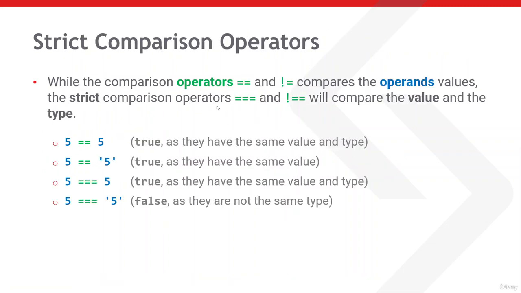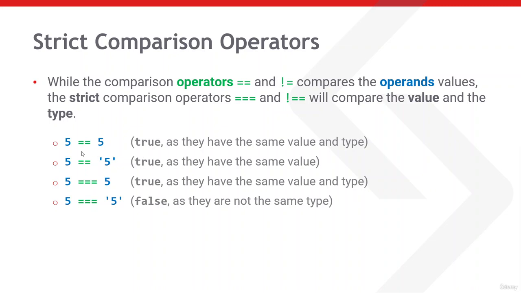Also, we have the strict comparison operators. That works very similar to the comparison, but instead of using double equal signs, I'm going to use triple equal sign. The main idea here is that once I want to try to compare two different operands, JavaScript will try to find some common ground here, and it's just going to compare the value. In this case, if I try to compare 5 and 5, I'm going to get true because they have the same value. And in this other case here, if I try to compare 5 and 5, I also get true because they are still the same value.